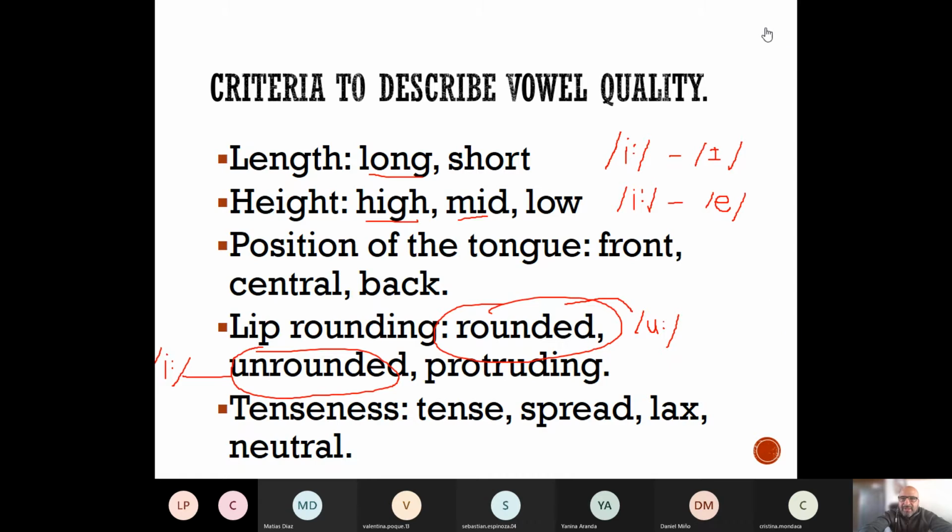When we produce the sound E, the lips are unrounded. Okay, so that's something to remember. The lips can be rounded as in U or unrounded as in E.